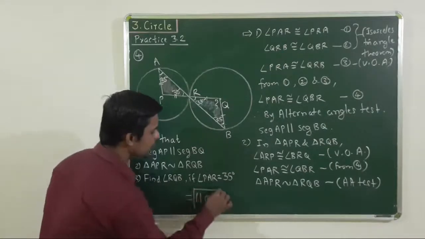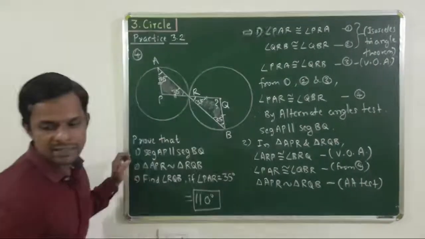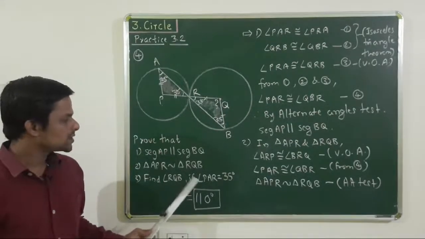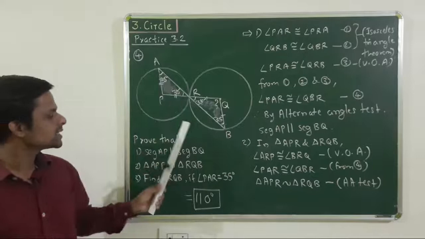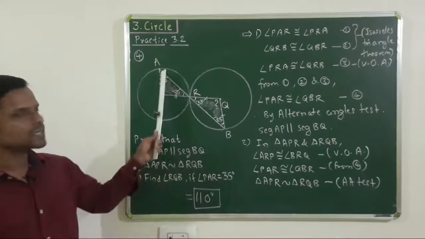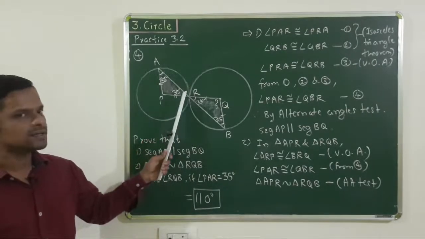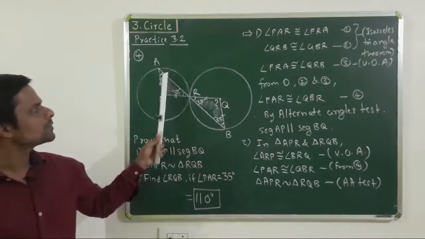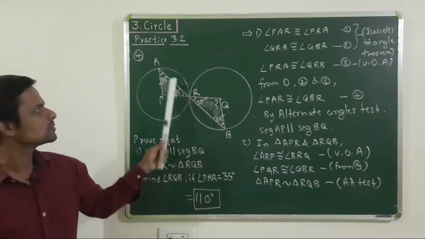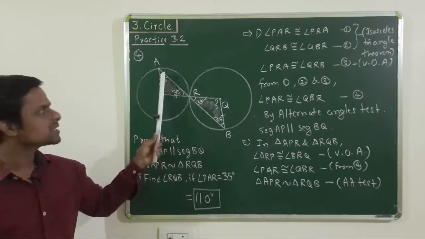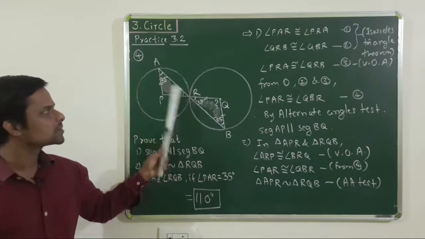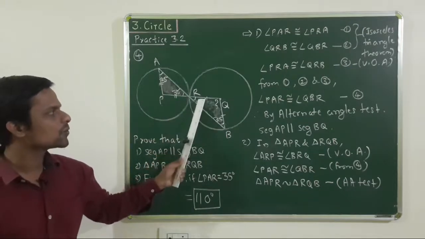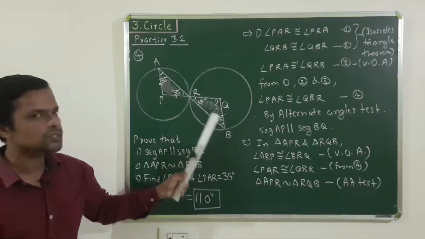Very simple. I am not going to write this here, I will just explain, you have to write it. For the third question, one angle is given, that is angle PAR. This angle is given, hence this angle is 35. Since these two are congruent, that we have proved here, this angle will be 35. Or you can move directly here also, or step by step.